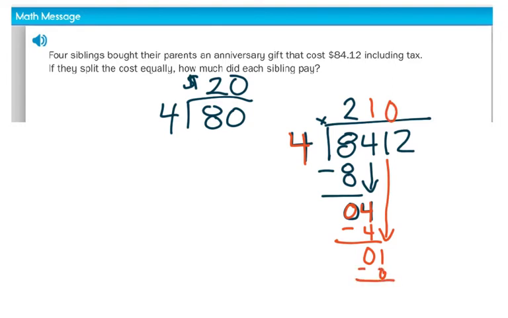You can't bring down 2 numbers without multiplying and subtracting and bringing down. And how many 4s are in 12? 3. Okay, now we have 2,103. Where would the decimal go so that it's about $20? $21.03.